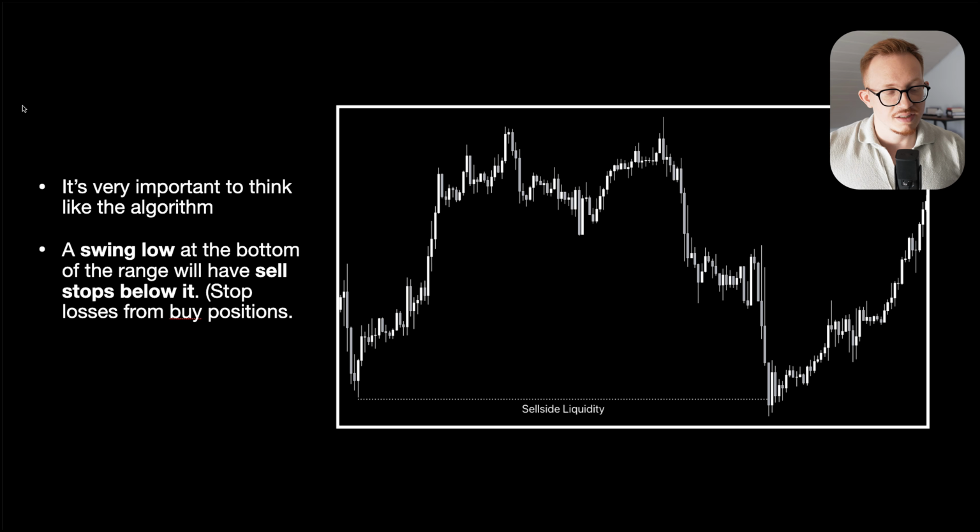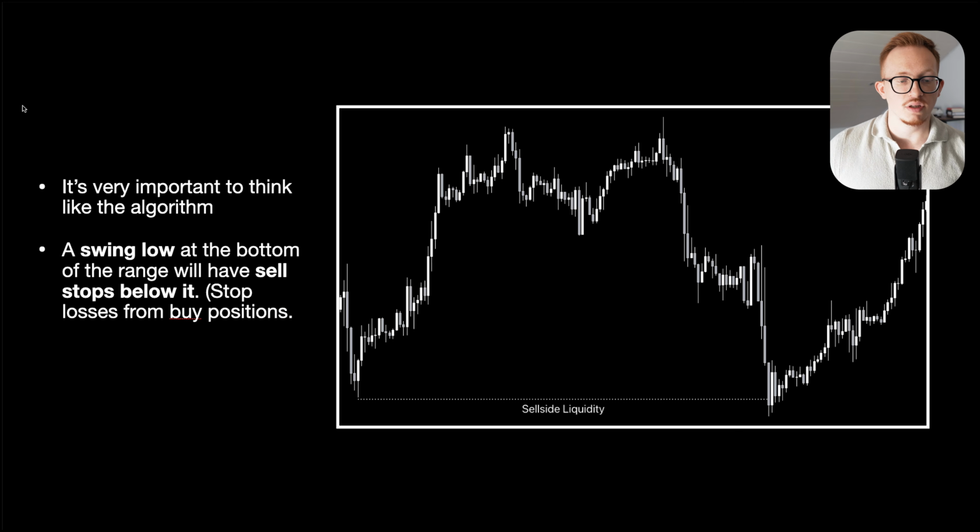Secondly, we have sell side liquidity. Again, it is very important to think like the algorithm, also with sell side liquidity, with liquidity in general. So in this case, a swing low at the bottom of the range will have sell stops below it. These are stop losses from buy positions. If you are a buyer in this case, and let's say you have bought right here, where would you put your stop losses? Underneath the swing low.